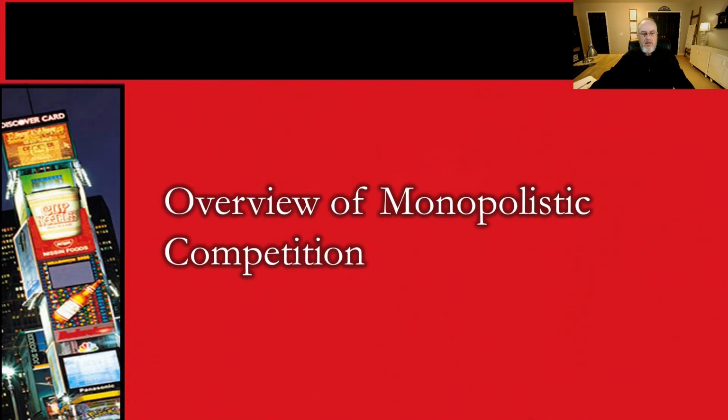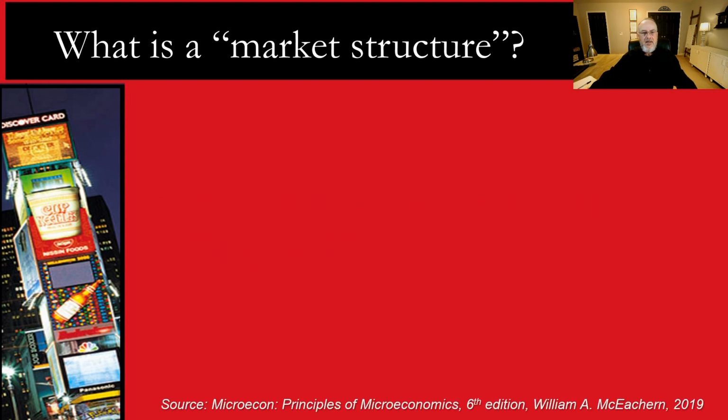So let's get started. Overview of monopolistic competition. The first thing we want to talk about is market structure. We need to understand market structure before we can really understand monopolistic competition. Think about the term market. A market is anywhere buyers and sellers get together to exchange products for money. So that can be a physical store, it can be a farmer's market, it can be online, eBay, Amazon, any of those places where buyers and sellers come together to exchange products for money. That is what a market is.